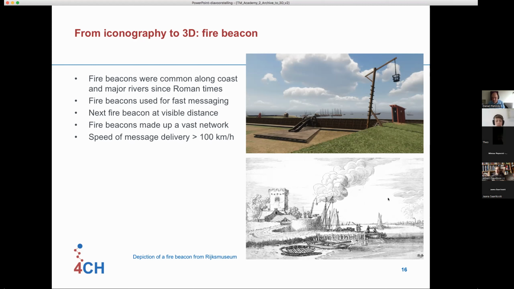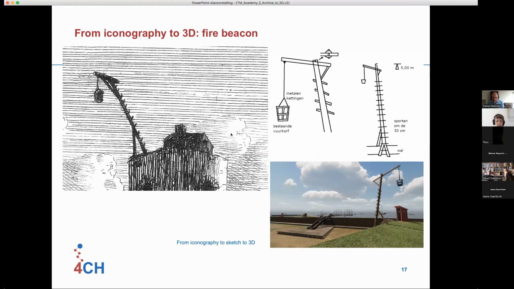And you see that very well depicted here in this iconography from the Rijksmuseum. One fire beacon is burning, and on the other side of the river, you see the other also burning. So they're messaging to each other. That's the way it was used.